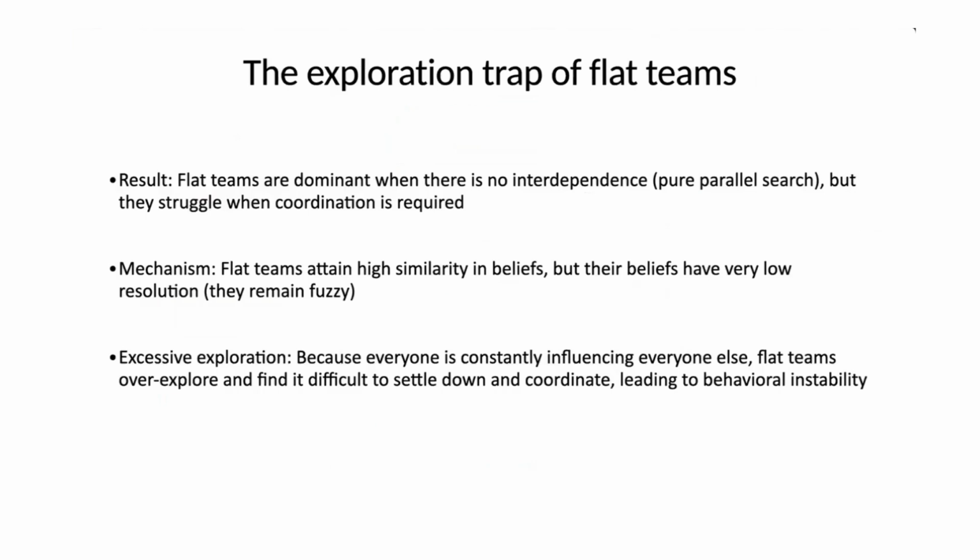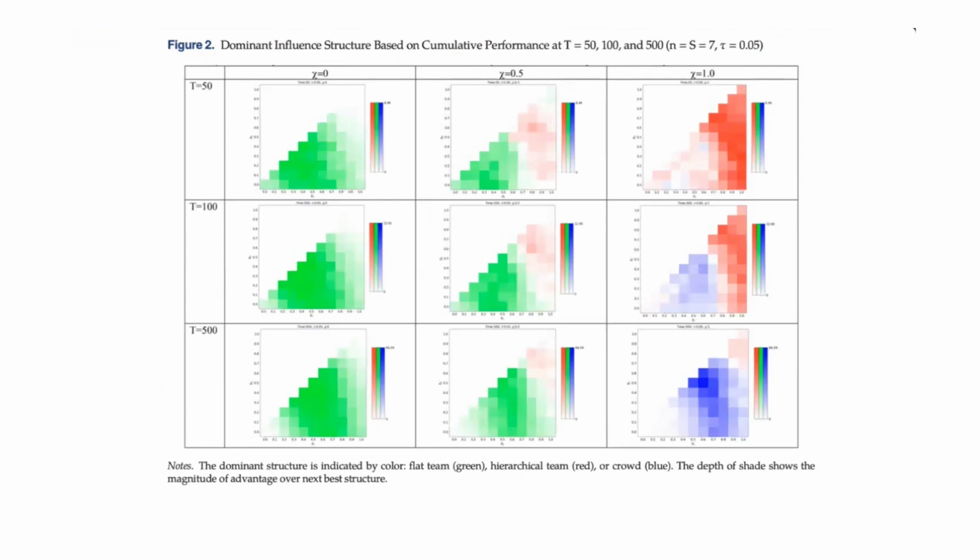So I already talked about the mechanism, and this causes excessive exploration, because they're always changing the options to choose from. Everyone's constantly influencing everyone else. So they overexplore and find it difficult to settle down and decide which option is actually the best among all of them, leading to this instability. That's why they do not perform well when coordination matters, because they never settle down. As in my example, if options 2, 5, 6, 7 are all great, then all the agents will just randomly choose from these good ones.